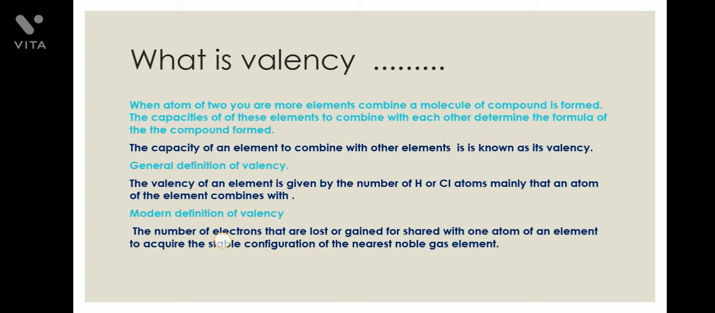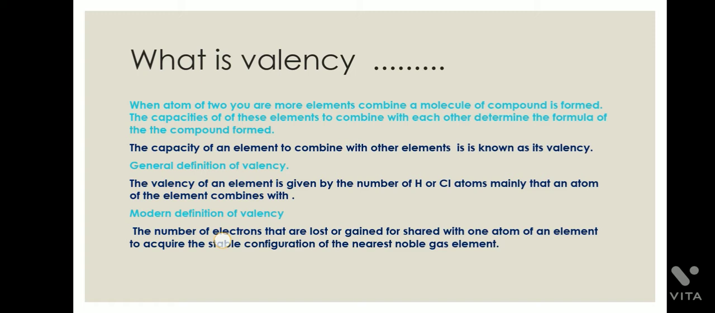Next, the general definition of valency. The valency of an element is given by the number of H or Cl atoms mainly that an atom of the element combines with. They are saying that in the general definition, the valency can be defined as the number of H or Cl atoms that an atom of the element combines with. This may be confusing for me also. So let's go to the modern definition, which is so easy.